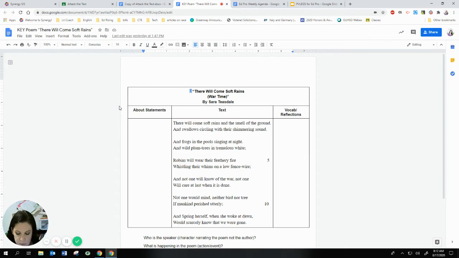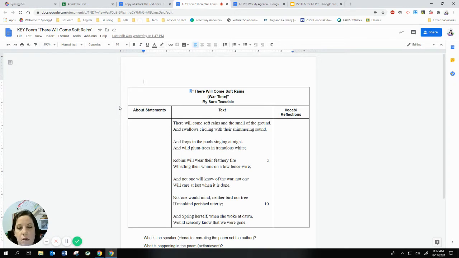Okay. So there will come soft rains, wartime. There will come soft rains in the smell of the ground, and swallows circling with their shimmering sound, and frogs in the pools singing at night, wild plum trees in tremulous white. Robins will wear their feathery fire, whistling their whims on a low fence wire. And not one will know of the war, not one will care at last when it is done. Not one would mind, neither bird nor tree, if mankind perished utterly. And spring herself, when she woke at dawn, would scarcely know that we were gone.